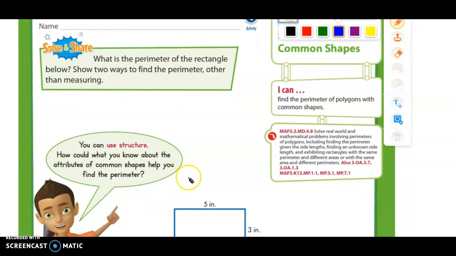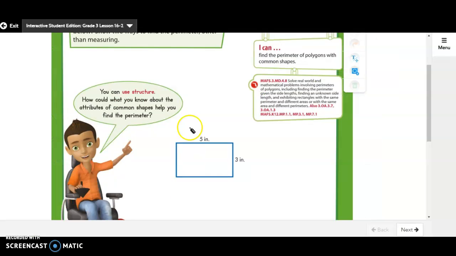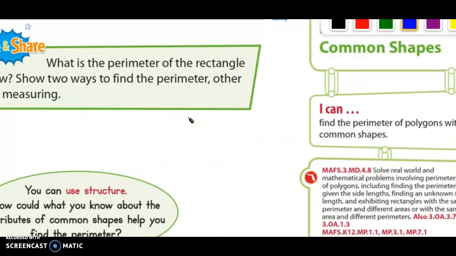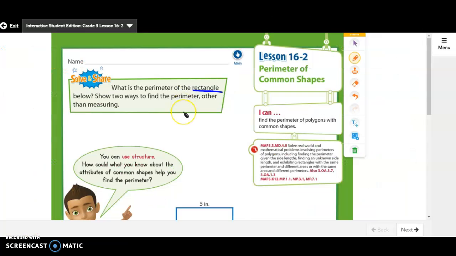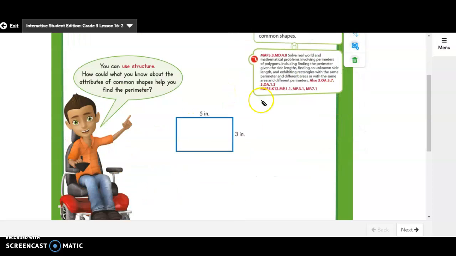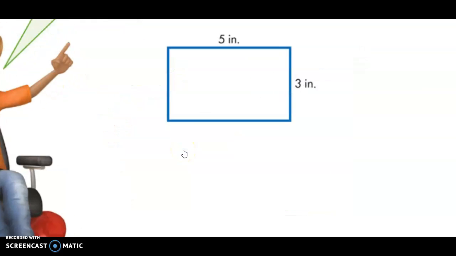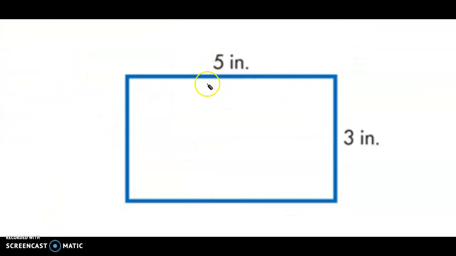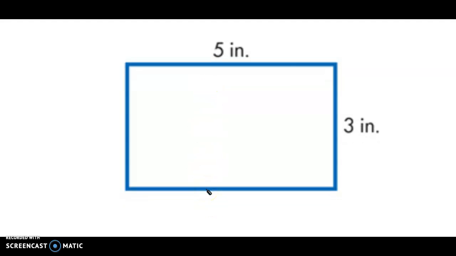So this question right here wants to know what the perimeter is of this rectangle below. Now it's important that we know it's a rectangle because we just learned in the last chapter the attributes of a rectangle. Remember, attributes just means things that shape has. And we know that rectangles have two pairs of opposite sides that are equal in length. So you can see this rectangle only has markings for the lengths on two sides.